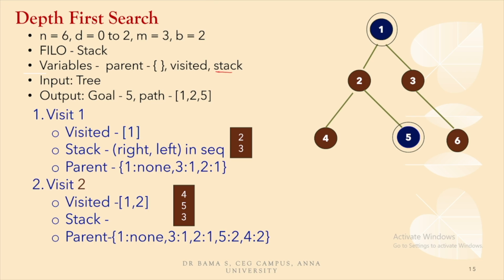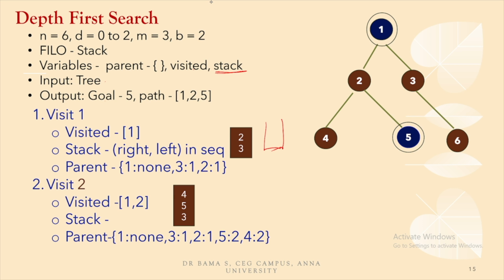Now, coming to the depth first search, again I have taken the same example, except that the variable, instead of a queue, we are going to maintain as a stack. And a stack, if you remember, we can just put it as a box. We will take the same example here, with exactly the same variables: parent, visited, and stack. The input is the tree, the output is the goal with a path of 1 to 5, the same considerations that we saw earlier.